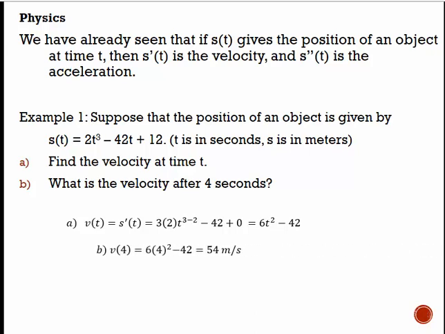And then we can plug 4 into that and evaluate, and you get 54 meters per second would be the unit. Again, the units on s, the output, over the units on t, meters per second. So that's our speed, or velocity, in the positive direction.